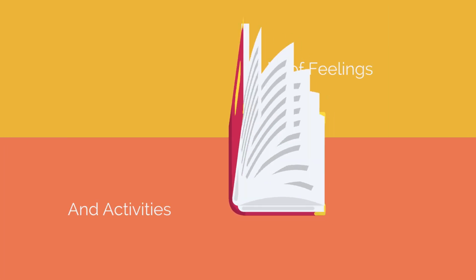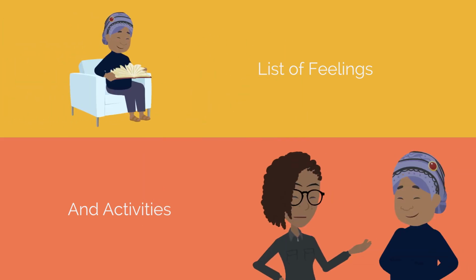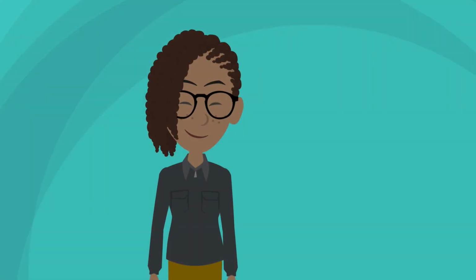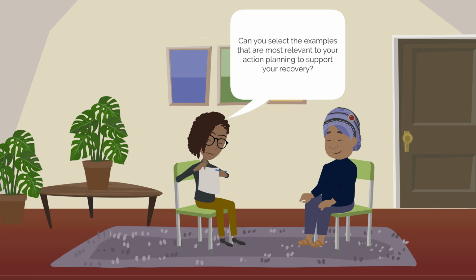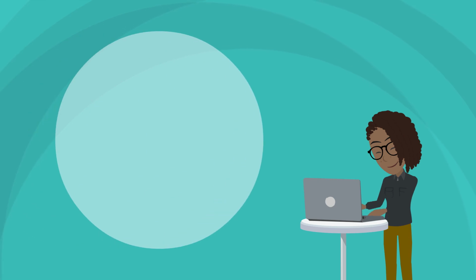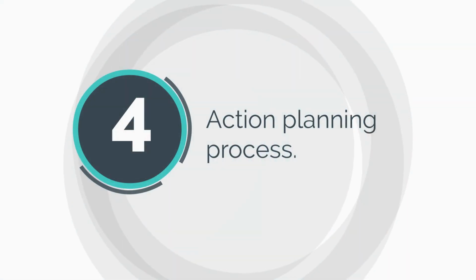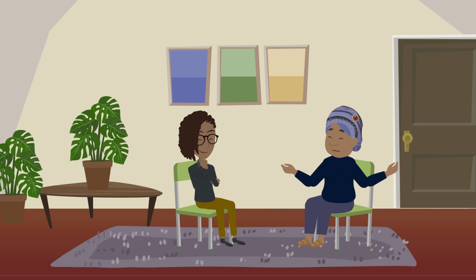Share the list of feelings and activities and the accompanying guidance with the survivor, either on paper or verbally, if the survivor has lower literacy levels. Pause after each section and ask her to select the examples most relevant to her action planning to support her recovery. Now that you've supported the survivor to document how she is currently feeling and functioning, move to the action planning process and support the survivor to identify her goals before you meet again.